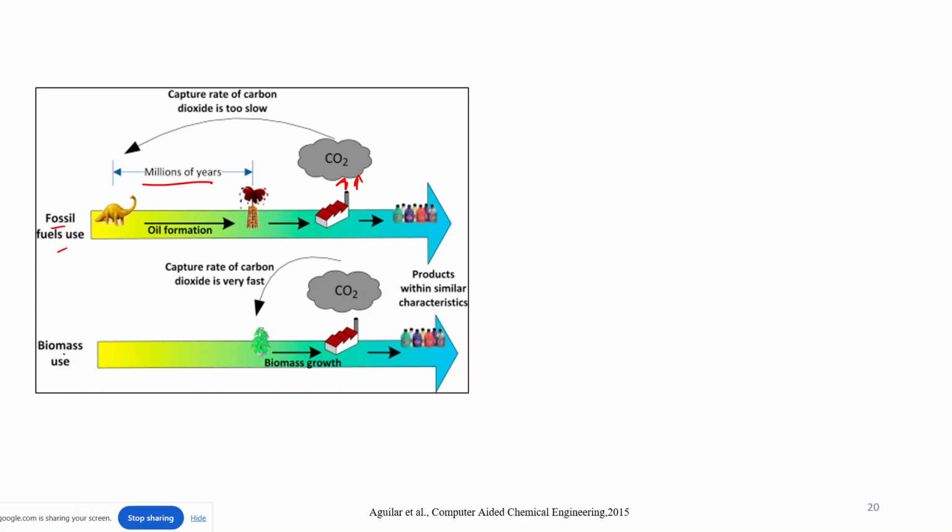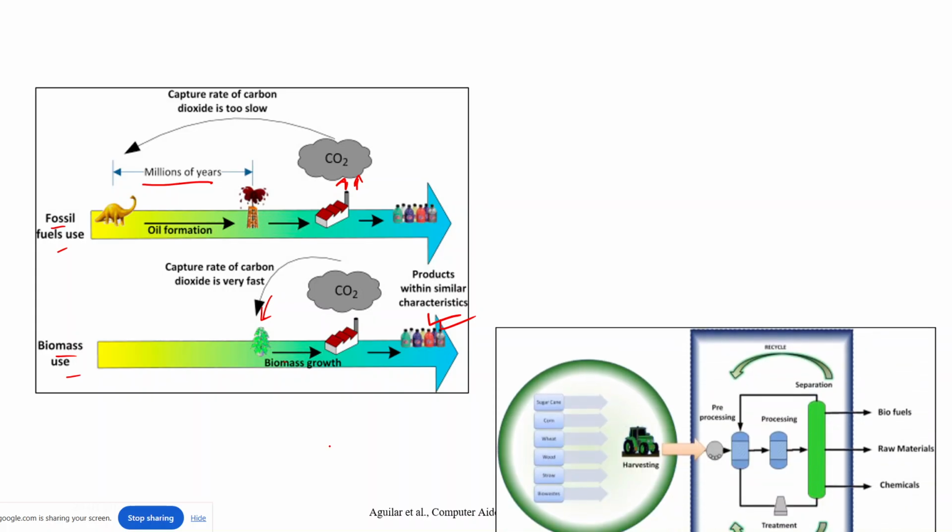So when we are using biomass, we grow the biomass, and it takes in CO2. And when we emit CO2, we again cultivate the biomass. So it becomes a closed cycle. We are also producing valuable benefits out of that, and a lot of chemicals.